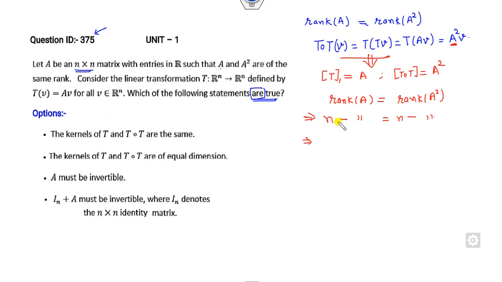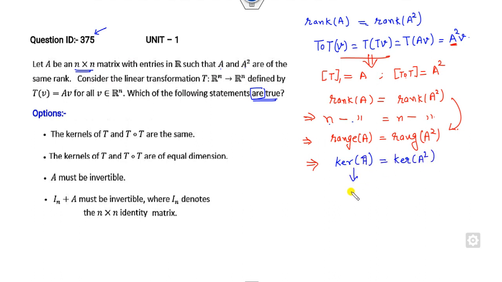what is the meaning of that? That is the dimension of the range of A square also. So this also implies, once you subtract from n, that's the nullity. So it means the kernel dimension of A is the same as that of the kernel of A square. That means the kernel of T and the kernel of T circle T are the same. That's the answer.